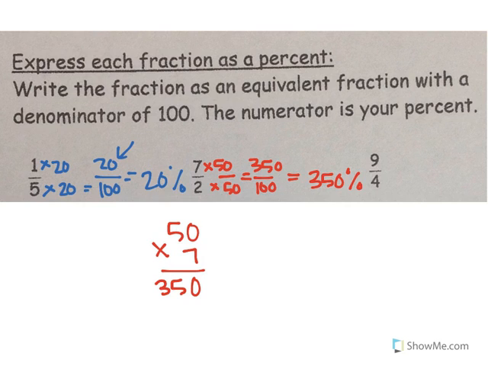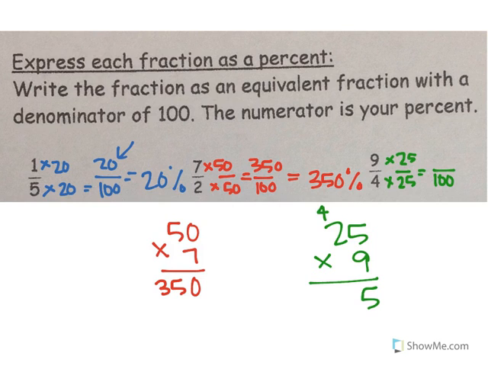Let's try one more, 9/4. Now, I know that if I multiply 4 by 25, I'll get 100. And I have to do the same thing to the numerator. So I multiply that by 25, 9 times 25. Let's try that. So 9 times 5 is 45. And then 9 times 2 is 18, plus the 4 is 22. So I have 225 over 100. And then that numerator is going to be my percent. So 9/4 is equivalent to 225%.